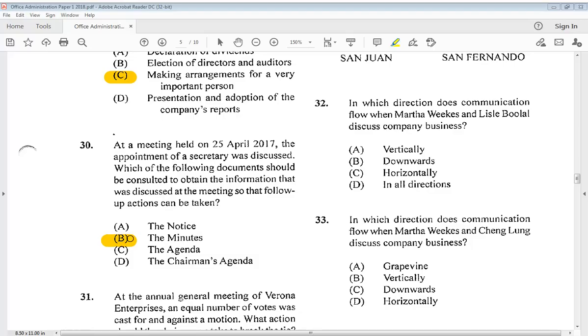So there you have it. We have come to the end of the CSEC Office Administration, May June 2018, paper 1. And this is part 1.